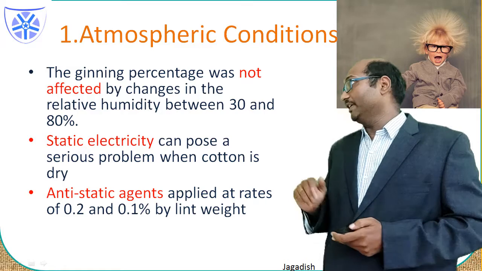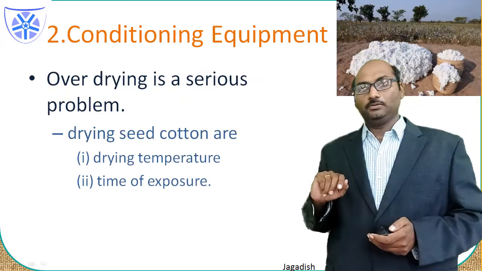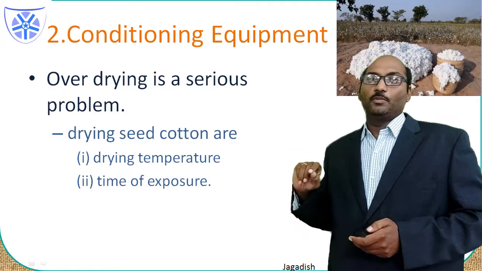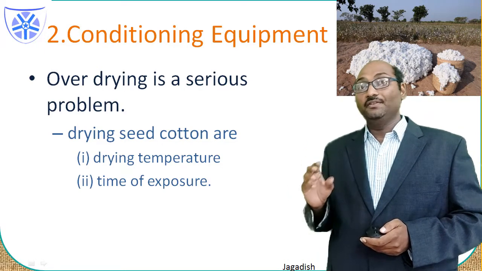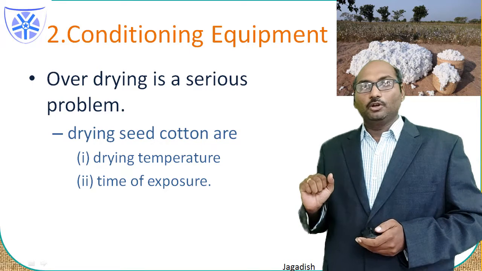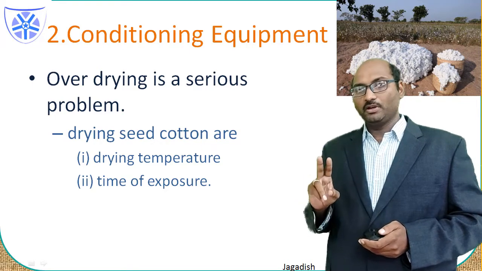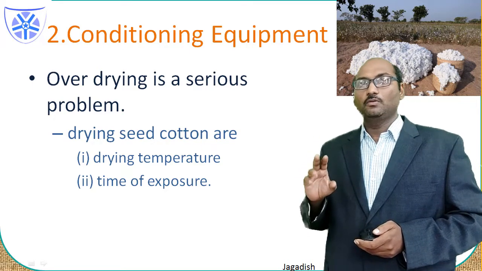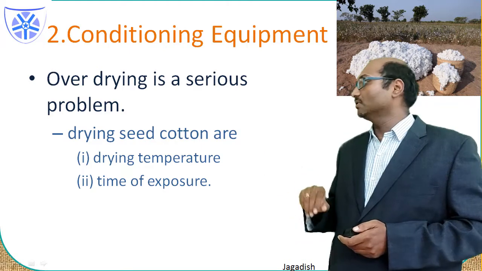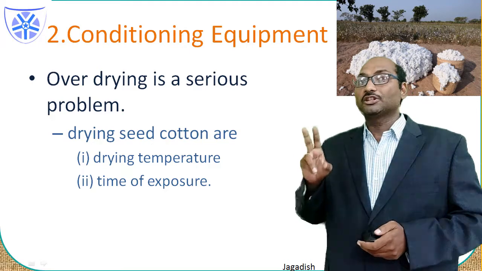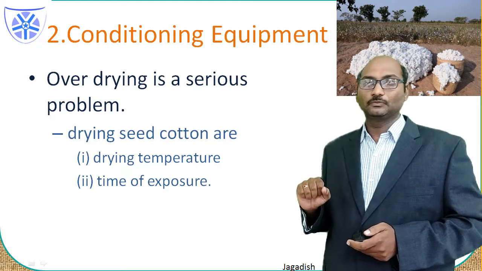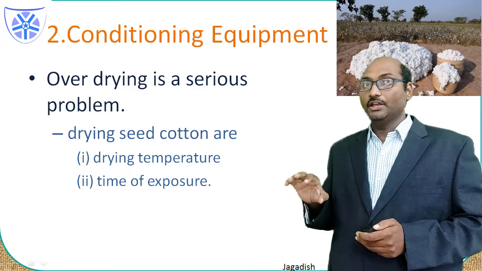The second point is the conditioning equipment. If it performs over drying, it will become a serious problem. So the two checklist items which will affect this are the drying temperature and how much exposure time there is in the dryer.